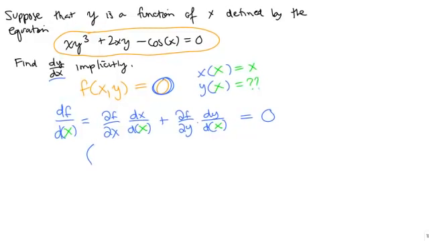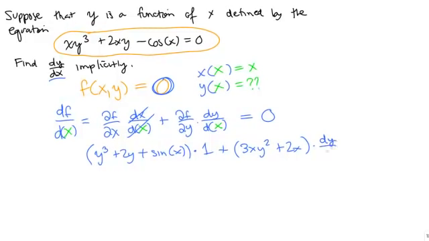What is the partial derivative of f with respect to x? Well, it's going to be y cubed plus 2y minus negative the sine of x times the derivative of x with respect to x. Well, the derivative of x with respect to x, that's 1. It's dx over dx. It cancels. On the other hand, we have the derivative of f with respect to y. So that would be 3xy squared plus 2x times dy dx, which is what we're looking for, and this is set equal to 0.